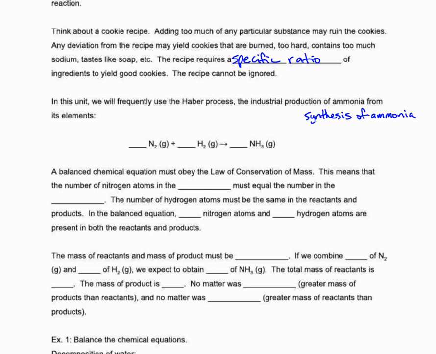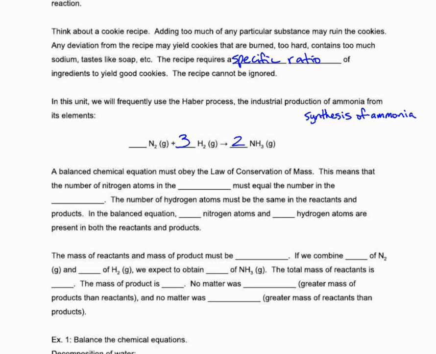We've balanced this a bunch of times before. If you consider the nitrogens, they need to be equal. 2 over here, 1 over here. Now they are 2 on both sides. That makes 6 hydrogens on this side and 2 on this side. A 3 here makes 6 on both sides.